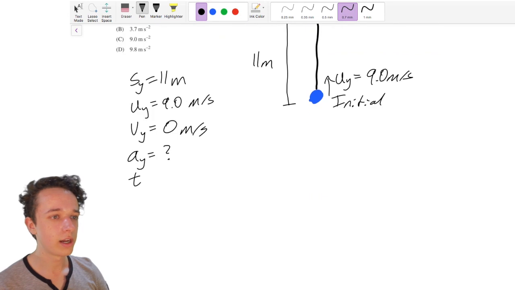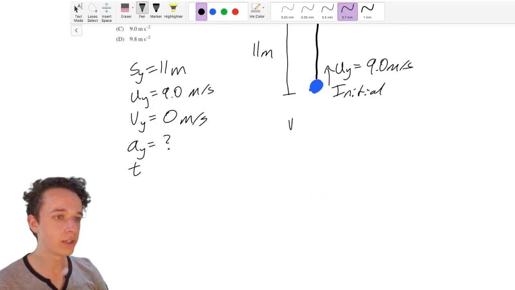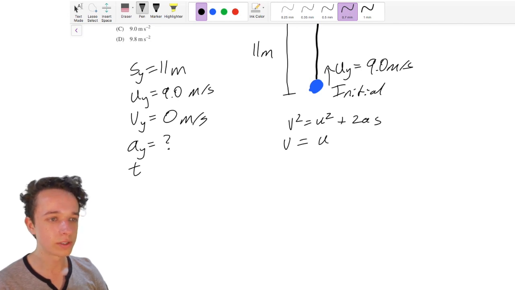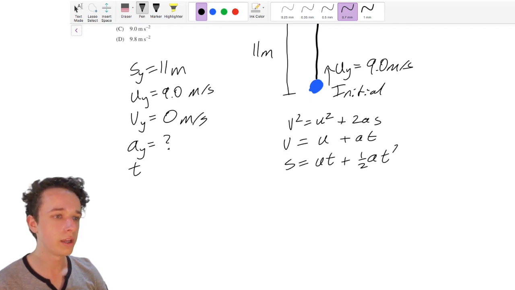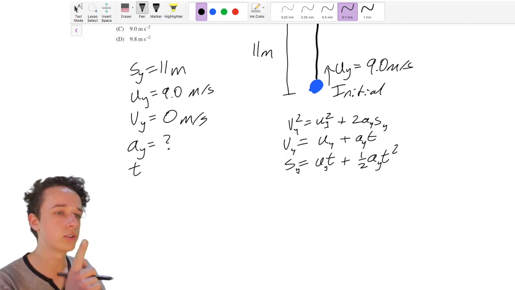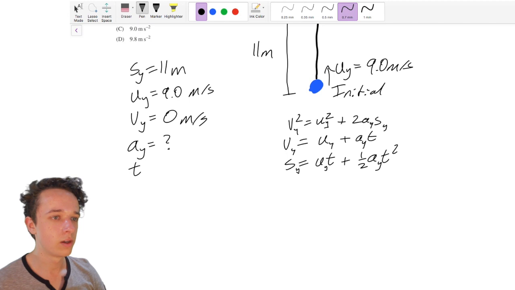So now let's look at our kinematic equations. We have V squared equals U squared plus 2AS. We have V equals U plus AT. We have S equals UT plus half AT squared. And we're considering all of these in the y component of the projectile's motion because the projectile has been thrown just straight vertically upwards.